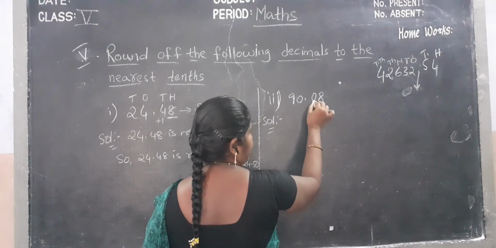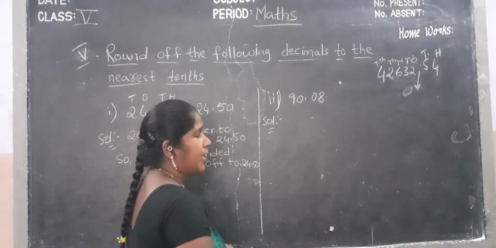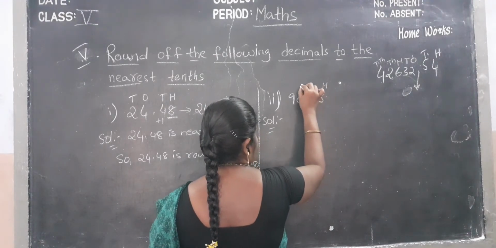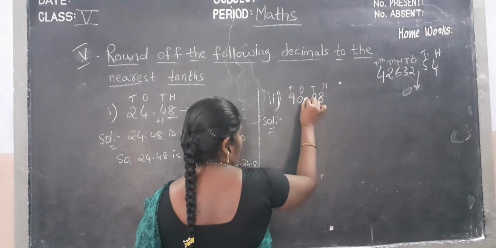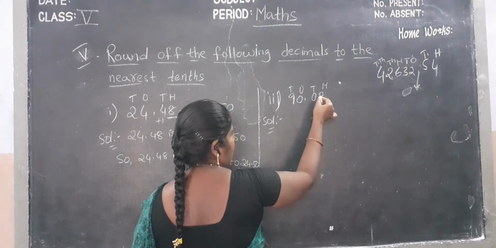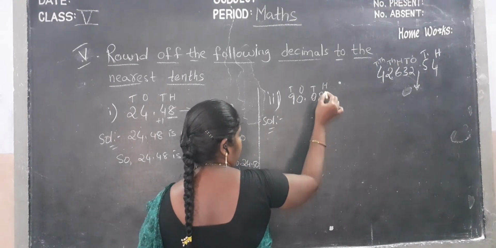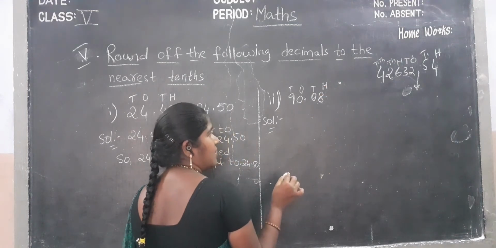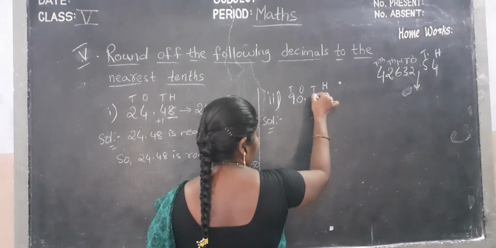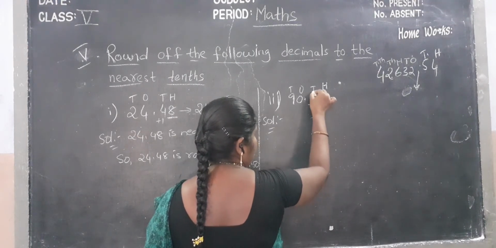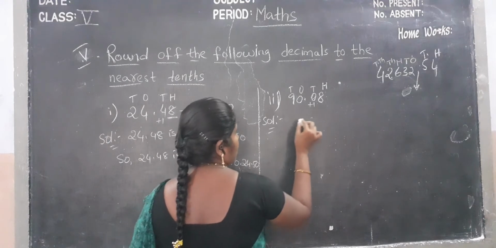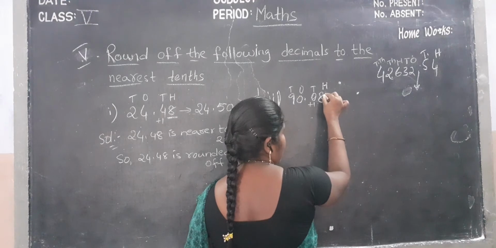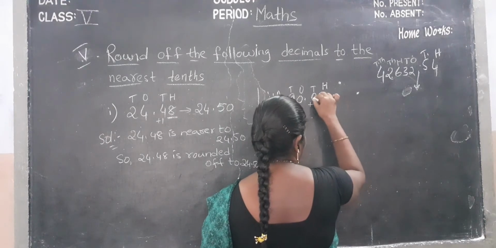And next one, see children. So 90.08. In 90.08, this one is tens and this one is ones. After the decimal, we will take this one as tenths and hundredths. See children, here the hundredths place, what is the given number? 8. 8 means greater than 5. Greater than 5 means we should add plus 1 to the tenths place. After the decimal. See children, I am writing after the decimal. So 8 is greater than 5 means add plus 1 to the tenths.